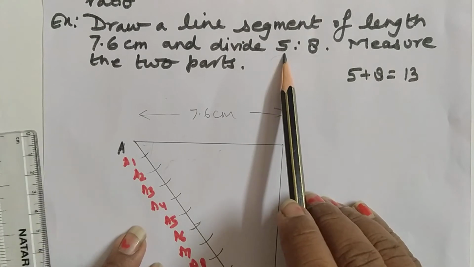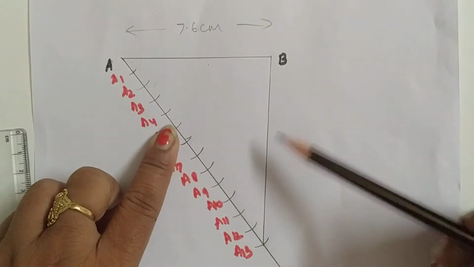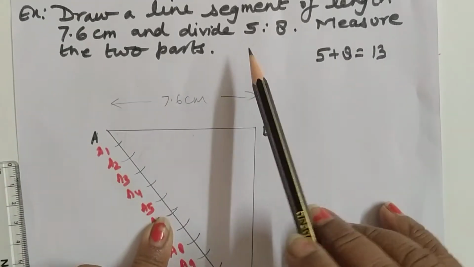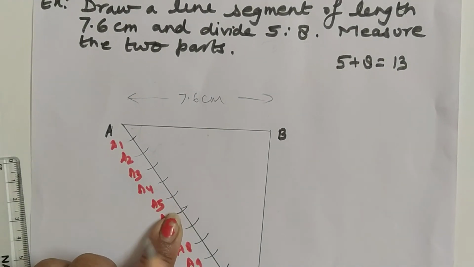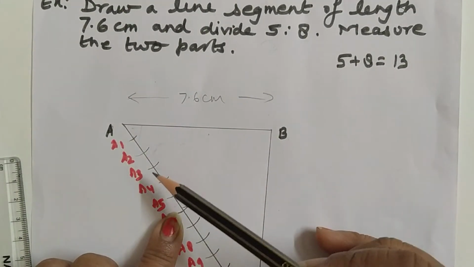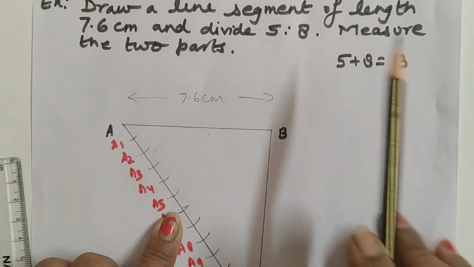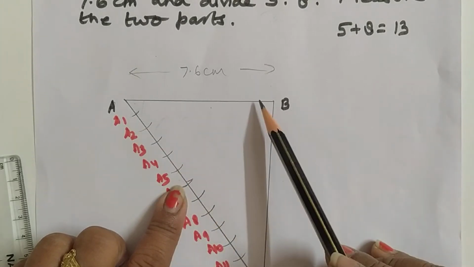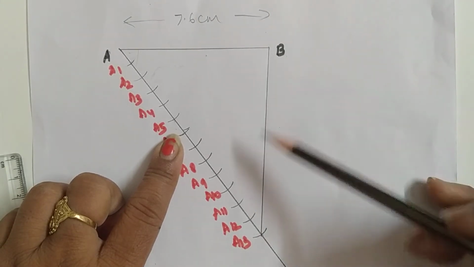So what we will see, 5 is there, so we will come to A5. From A5, we need to draw a line parallel to BA13. Because 5 is the numerator here, whatever ratio is given to you. For example, if 3:2 is given to you, then you will make 5 equal parts, and at that time you will choose A3. Now 5:8 is given to you, so you have to choose A5, and from A5 to AB you have to draw a line parallel to A13B, or we can say BA13.